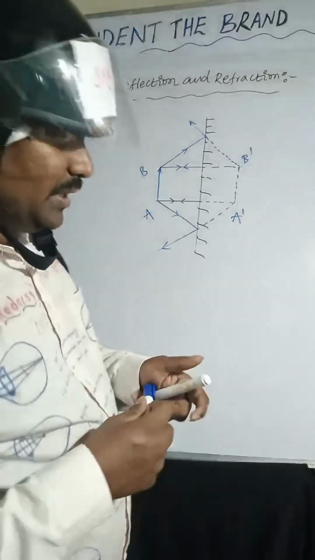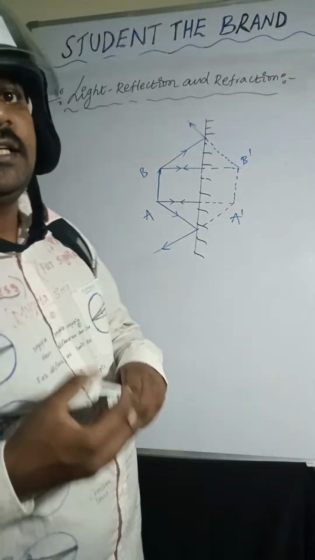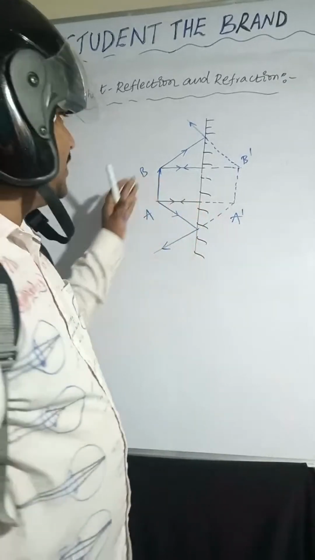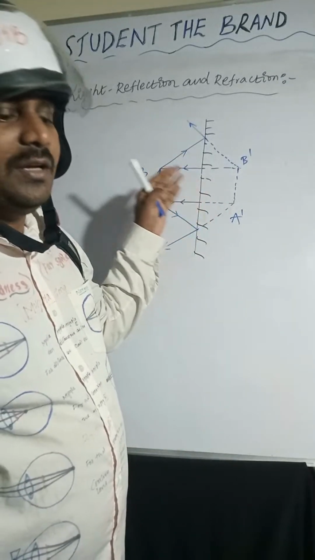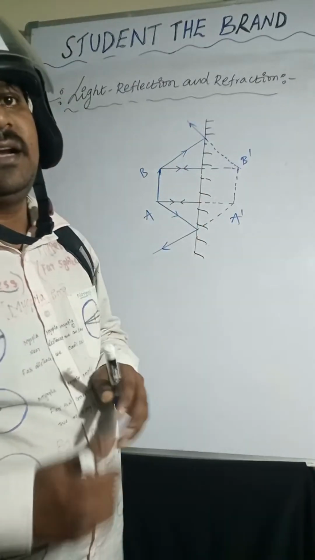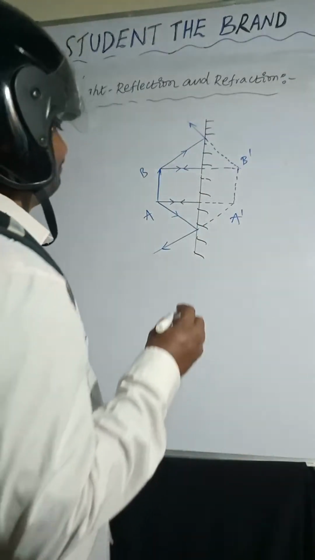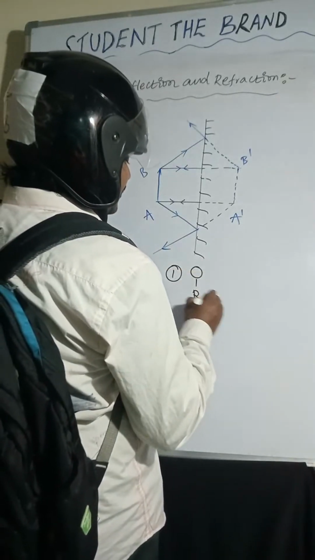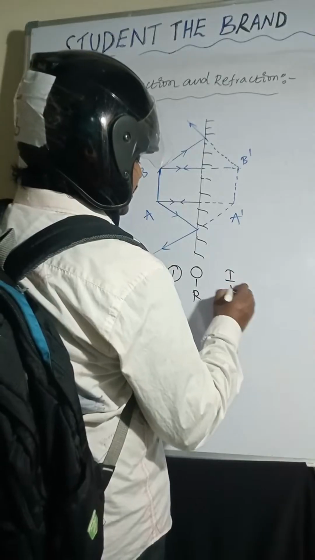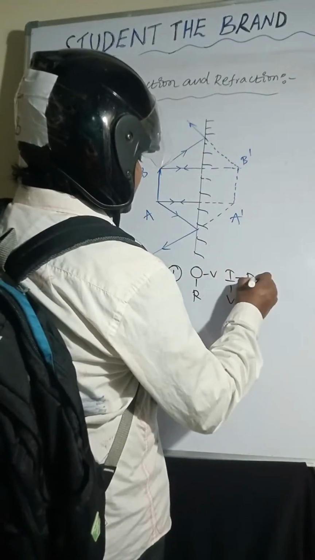Now you can observe one thing here. Point number 1: object is real, image is virtual. Object is virtual, image is real.